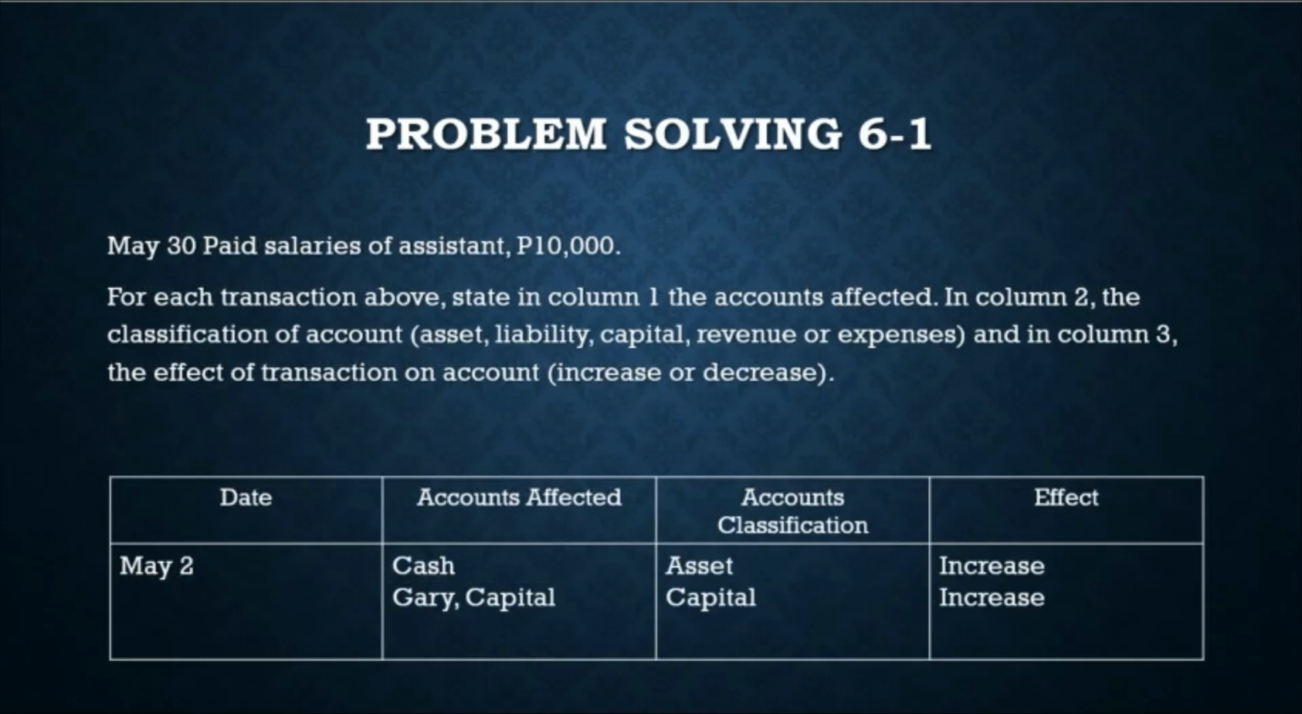So, for each transaction, state in column 1 the accounts affected, in column 2 the classification of account whether asset, liability, capital, revenue, or expenses, and in column 3 the effects of the transaction on account whether increase or decrease. So, yung first transaction, ayan na yung sagot. So, on May 2, yung accounts affected niya is cash and capital. Then, yung accounts classification niya is asset and capital, while yung effect niya is parehong increase. So, i-explain natin bakit ganon.